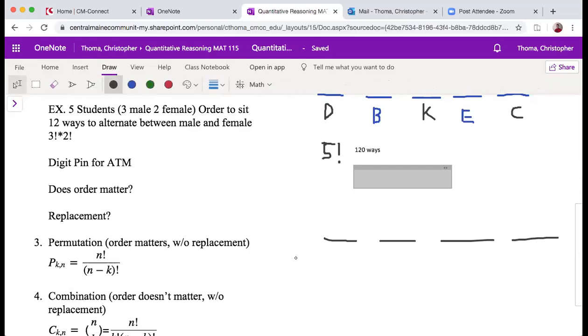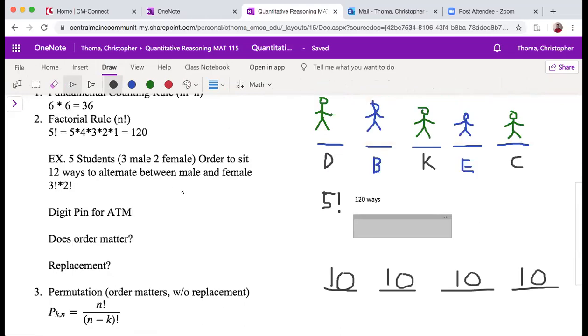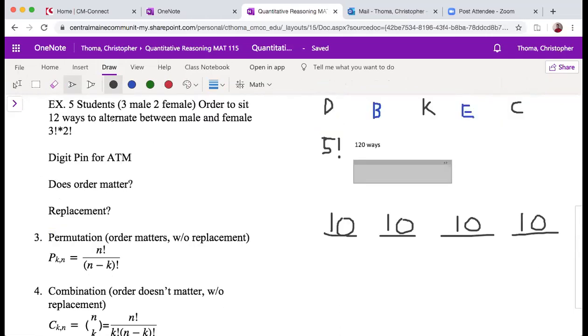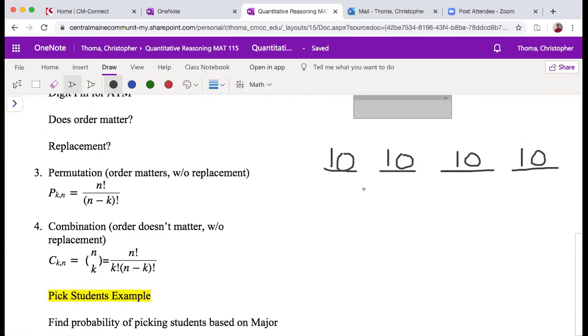Insert, draw. So that means I have 10 numbers to choose for my first one, 10 numbers to choose for my second one, 10 numbers to choose for my third one, 10 numbers to choose for my fourth one, right? And this is not a factorial this time because they're not counting by 1. So this is the fundamental counting rule, or I like to call it the multiplication rule.